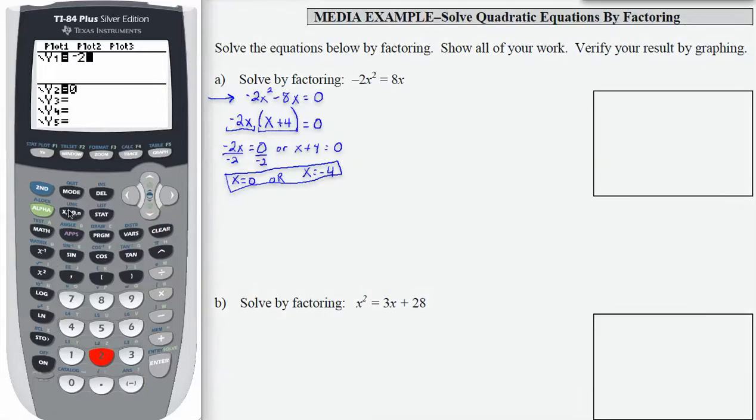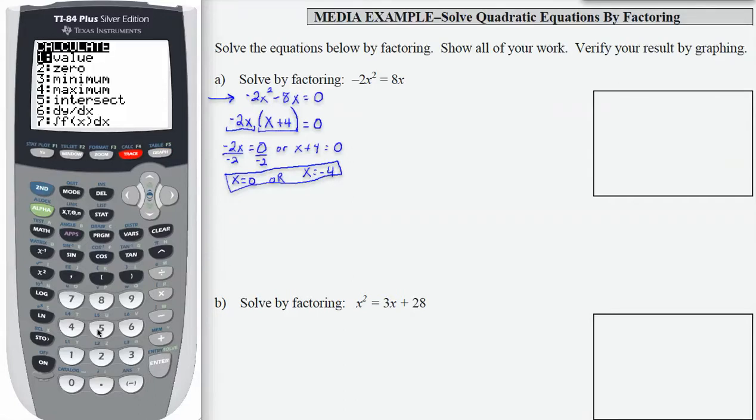So that's negative 2x squared minus 8x. I want to check my window and make sure I have a standard window to start, then press graph. Notice I have a parabola that opens up and crosses the horizontal axis in two places. What I'm going to check and make sure is that it crosses at negative 4 and 0, and that will verify my solutions. So I'm going to use my second calc intersect, which is number 5 process.